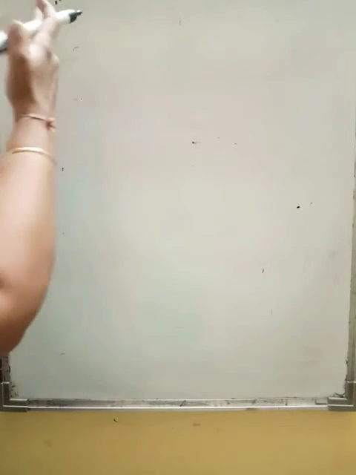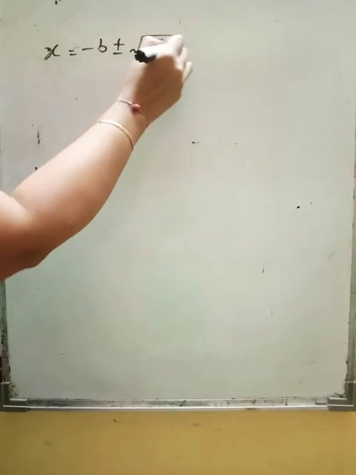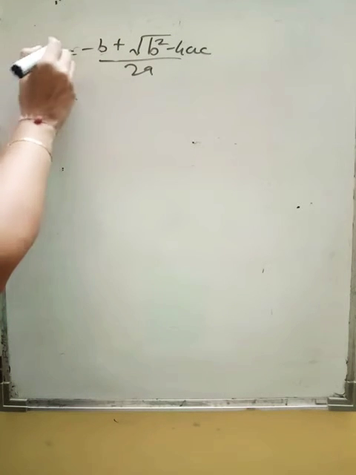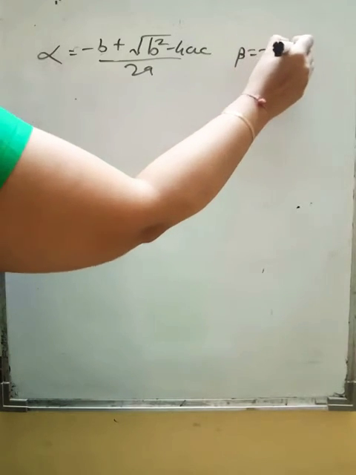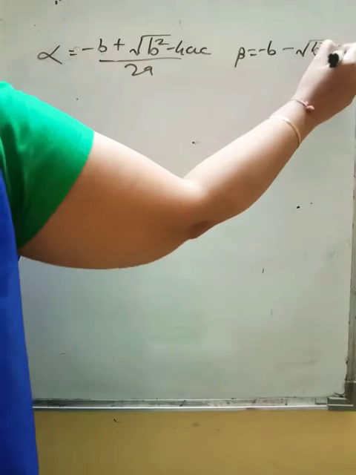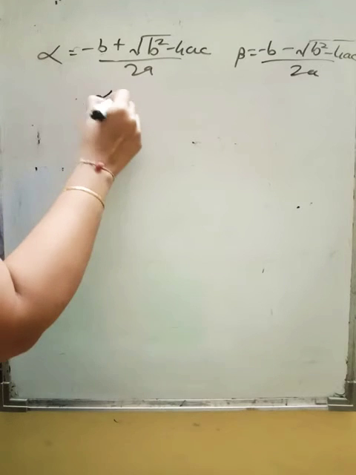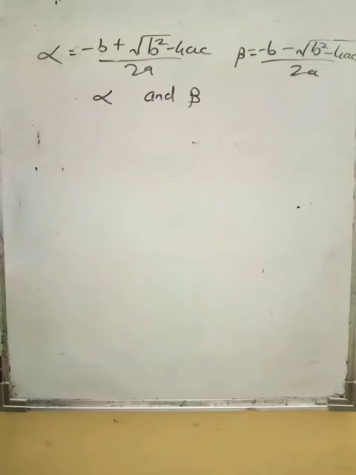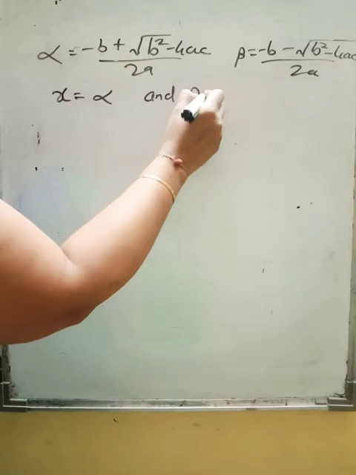So children, we have taken x is equal to minus b plus or minus the square root of b square minus 4ac upon 2a. If it is plus, I used to call this alpha. And beta was minus b minus the square root of b square minus 4ac upon 2a. So we had the roots alpha and beta. Suppose alpha and beta are the two roots. What does it mean? That x is equal to alpha and x is equal to beta.